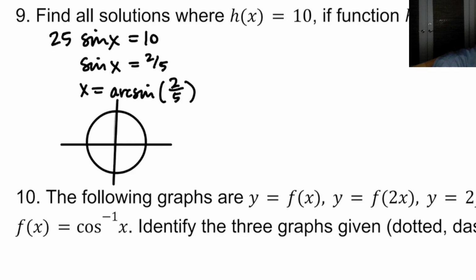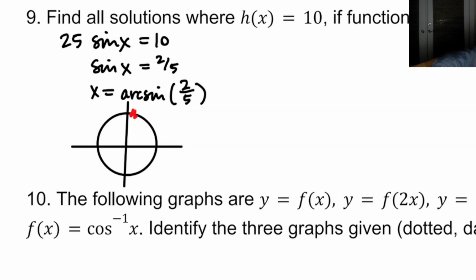Okay, thinking about where on the unit circle is sine going to equal 2/5. So 0.4, that's like almost all the way up to half. Right there, that's arc sine. Okay, but then there's that other place, right, that I'm looking for.